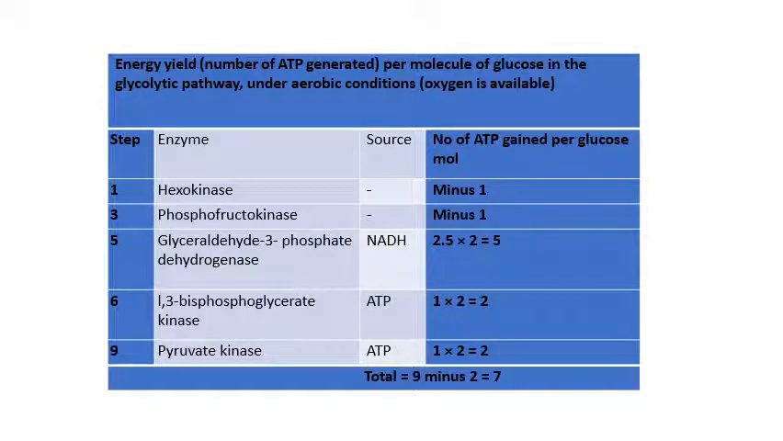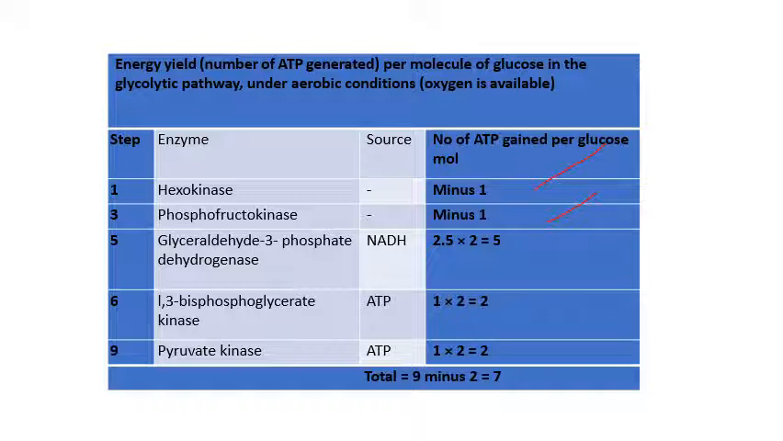Now this is regarding the energetics. In the question we have seen that we have to explain the energy production during aerobic condition and anaerobic condition. Aerobic means whenever oxygen is available. So we have seen the first and third reactions, that is the hexokinase and phosphofructokinase reactions, where ATP was utilized. So we have to subtract 2 ATP molecules from the overall reaction. Now the glyceraldehyde 3-phosphate dehydrogenase, which is the oxidative phosphorylation, occurs here. The NADH will enter the ETC and one NADH can give 2.5 ATP.